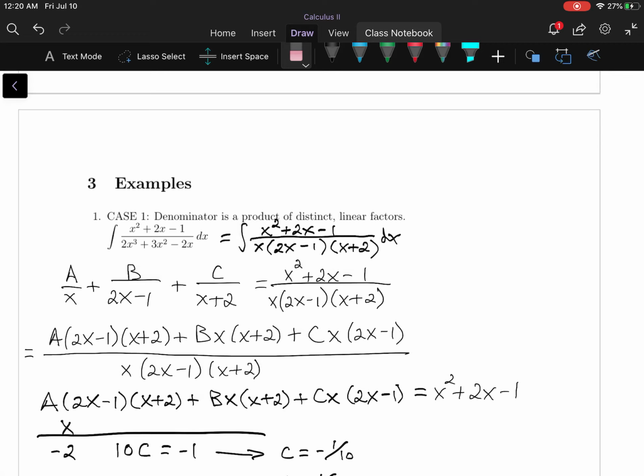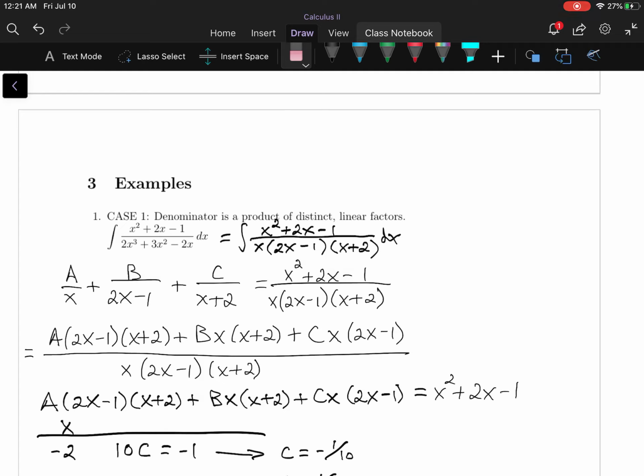There's 4 different cases that you will encounter. The first one is where your denominator is a product of distinct linear factors. If your denominator doesn't come factored, you may be able to factor it yourself. And if it factors into essentially lines, and unique ones, then this is what you're going to do.